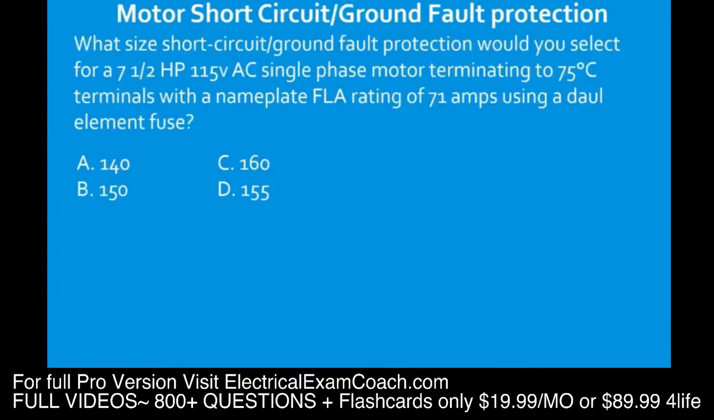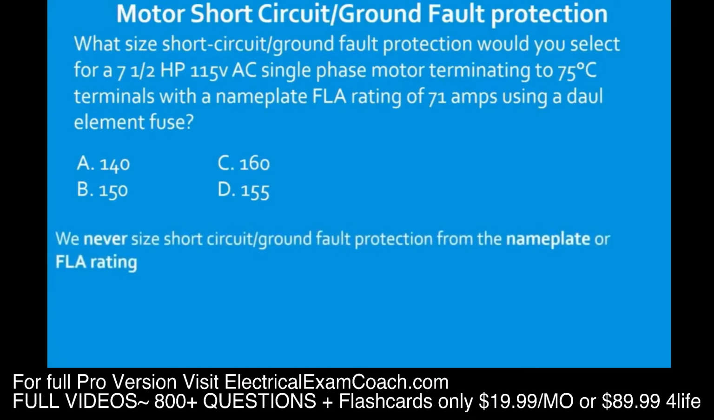What size short circuit ground fault protective device would you select for a 7.5 horsepower, 115 volt AC single phase motor terminating to 75 degree C terminals with a nameplate FLA rating of 71 amps using a dual element fuse? Now, we never size short circuit ground fault protection from the nameplate or FLA rating. We're going to use the FLC. So we go and we find out what our FLC is.